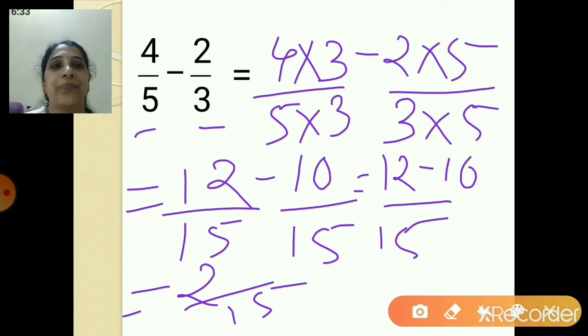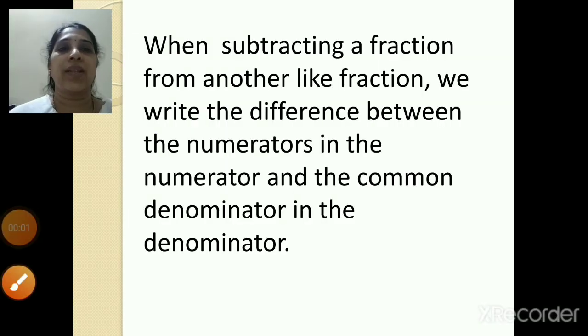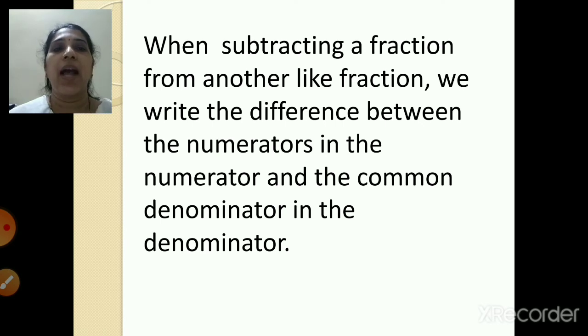Right, children? So when you are subtracting a fraction from another like fraction, we write the difference between the numerators in the numerator and the common denominator in the denominator. So as I showed you in the example, children, whenever there are two like fractions, we keep the common denominator, and we find the difference only between the numerators.